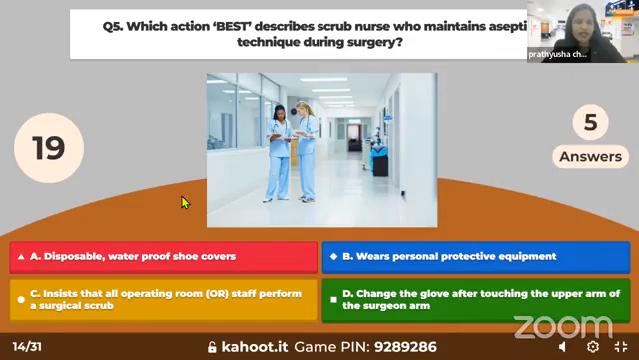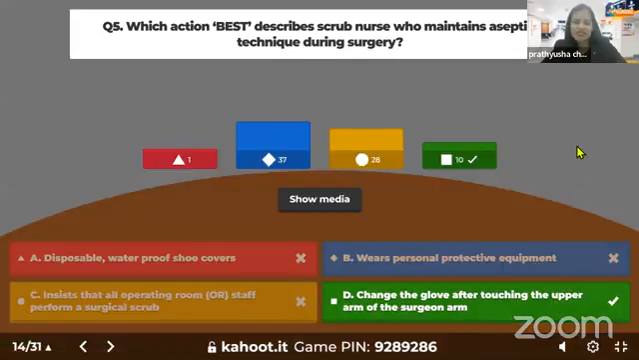The options are: option A, disposable waterproof shoe covers. Option B, wear personal protective equipment. Option C, insist that all operating room staff perform a surgical scrub. Option D, change the glove after touching the upper arm of the surgeon. What do you think the answer would be? You have a time limit again, so you need to answer faster. I have got only 10 right for this question.